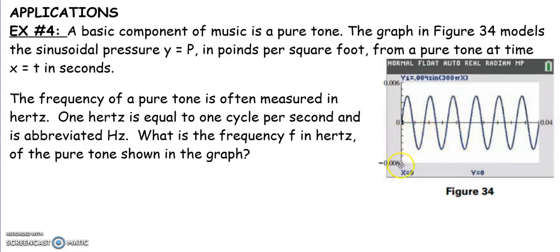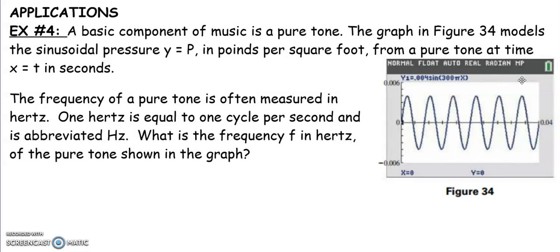So what we're told is on the vertical axis, we are measuring pressure in pounds per square foot. And then the x-axis is measuring time in seconds. So when you're looking at this, you can see the pressure doesn't even get all the way up to 0.006. And my time in seconds only goes out to 0.04.